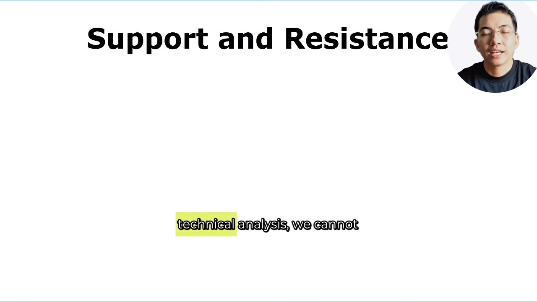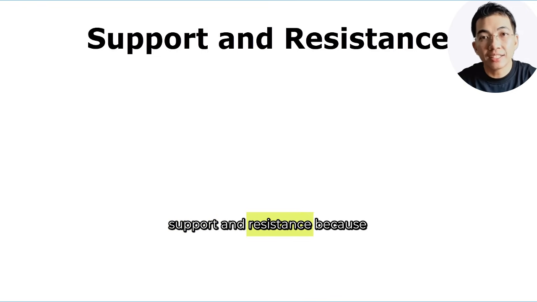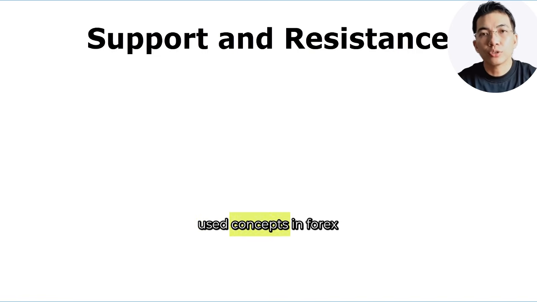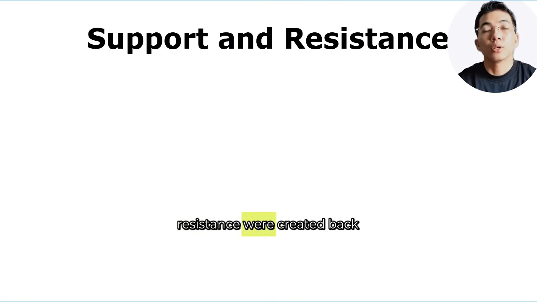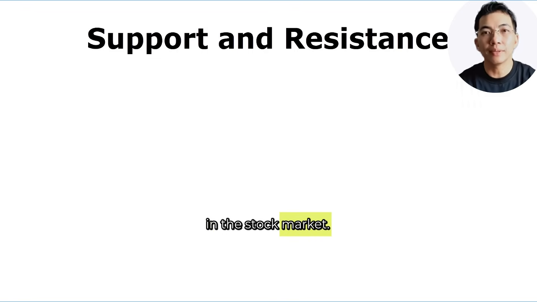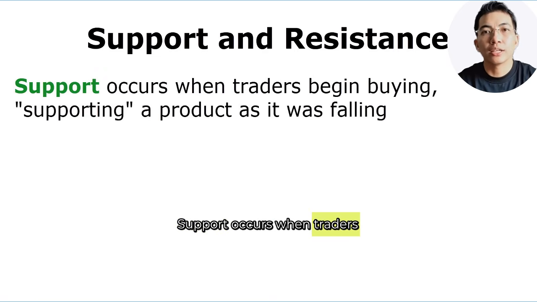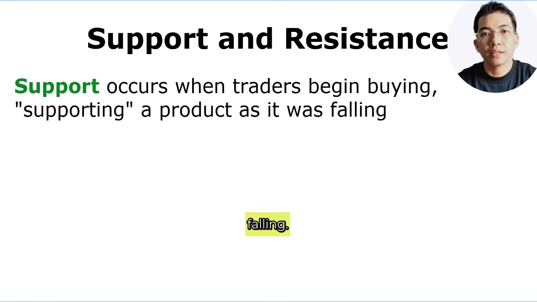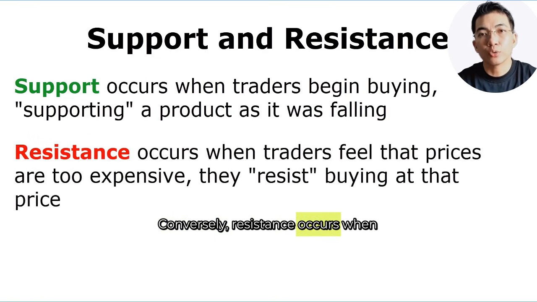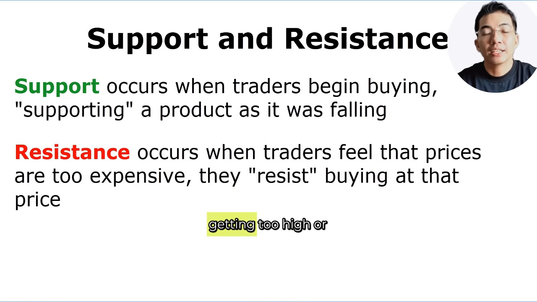When we talk about technical analysis, we cannot avoid talking about support and resistance, because they are the most used concepts in forex trading. The terms support and resistance were created back in the early 1900s in the stock market. Support occurs when traders begin buying, supporting a product as it was falling. Conversely, resistance occurs when traders feel prices are getting too high or expensive and they resist buying at that price.